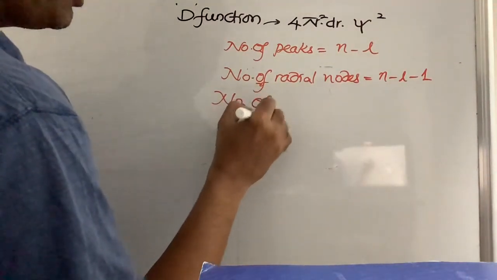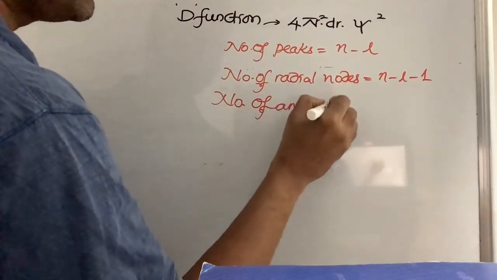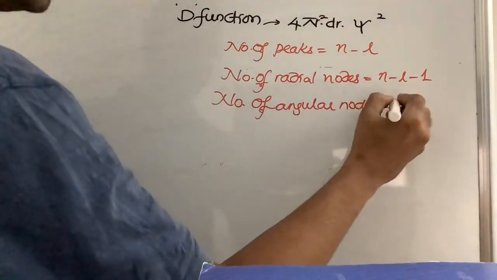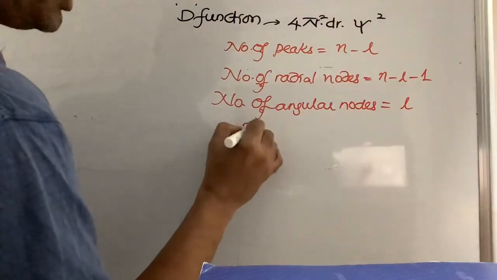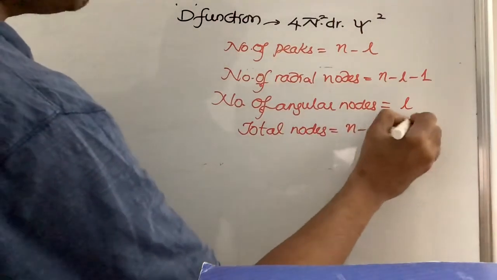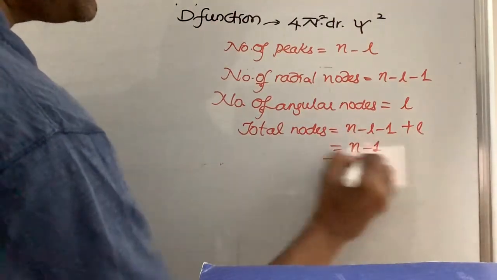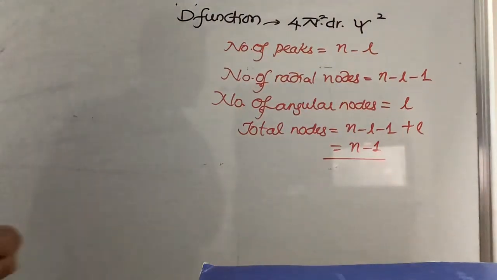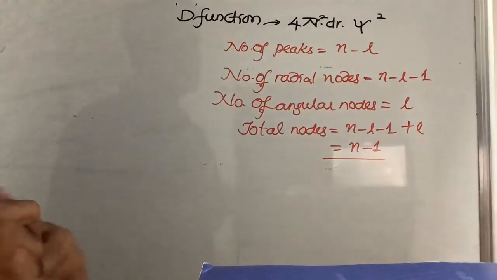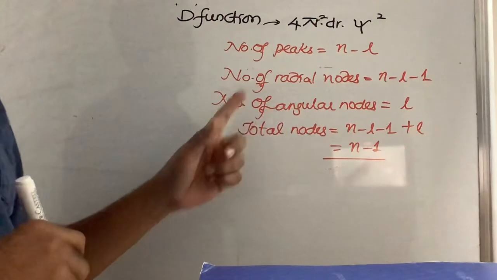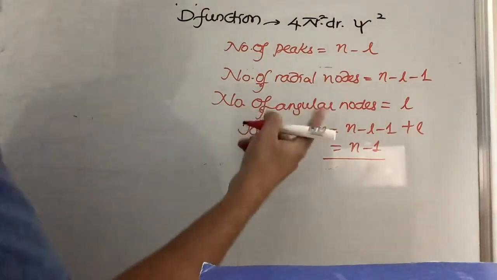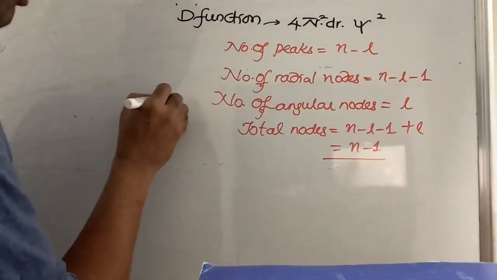Number of angular nodes is equal to L. Total nodes is equal to n minus L minus 1 plus L, that is nothing but n minus 1. Total nodes is equal to n minus 1. Total peaks is equal to n minus L. Number of radial nodes is equal to n minus L minus 1. Angular nodes are also called non-radial nodes. Number of non-radial nodes is equal to L, and we also call these nodal planes. Nodal planes is also L.